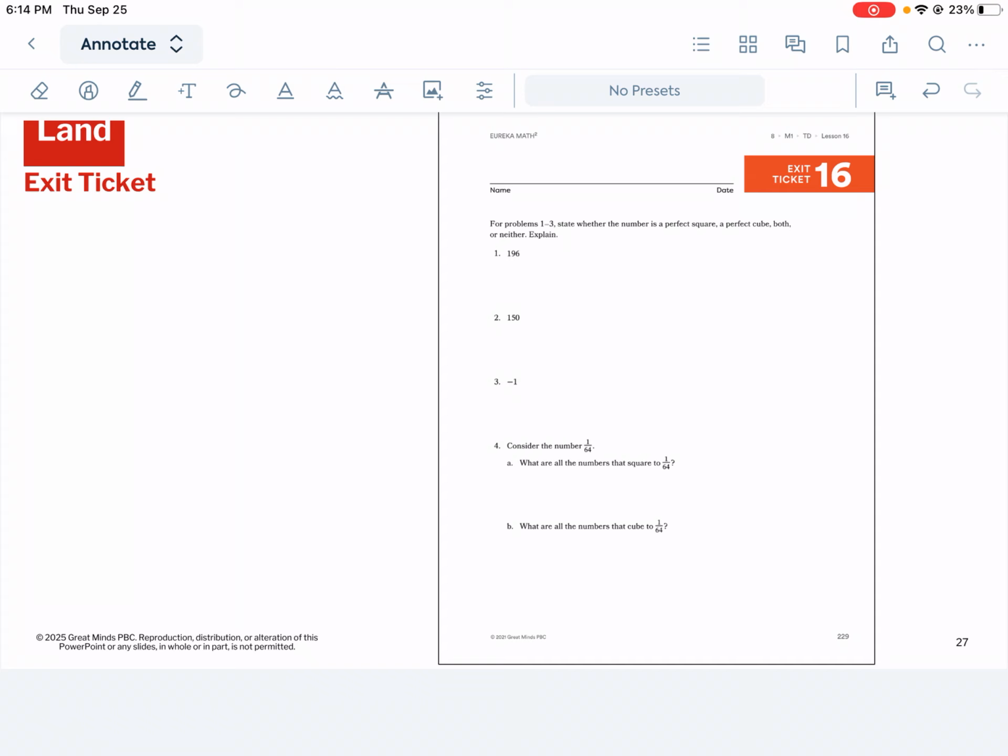For number 4, make sure you underline the word square in part A and write your formula. Make sure you underline the word cube in part B and write your formula, and then break that fraction down. Okay?